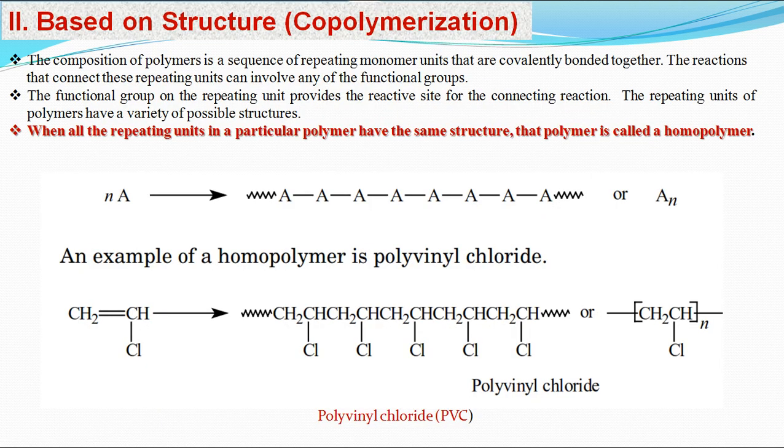Based on structure: the composition of polymers is a sequence of repeating monomer units that are covalently bonded together. Since the molecules are covalently bonded, they are very strong polymers. The functional groups on the repeating units provide reactive sites for corresponding reactions. The repeating units of polymers have a variety of possible structures. So there are homopolymers with different structures, like polyvinyl chloride, for example.